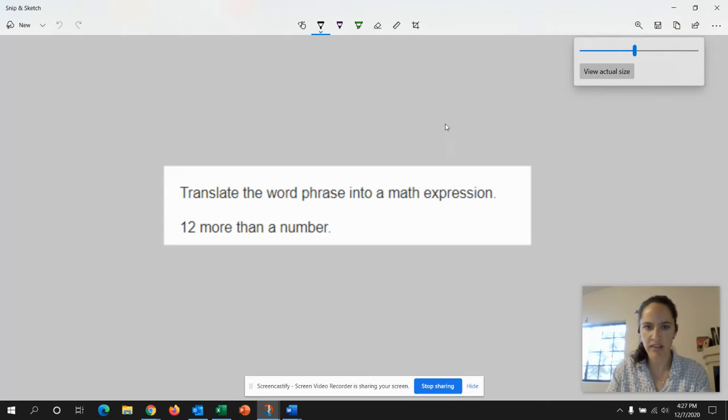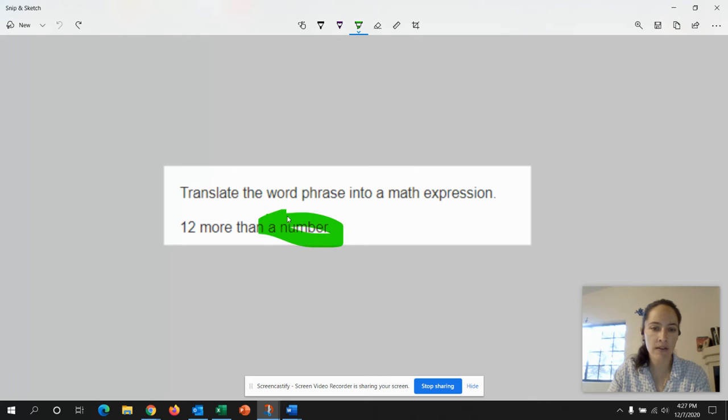12 more than a number. What number? They didn't tell us what number. That's okay, because we are moving on. I did it again. I thought I clicked it. Two variables. So whenever it says a number, stick a variable in there. So I don't know what this one actually says, but 12 more than, 12 plus a number.